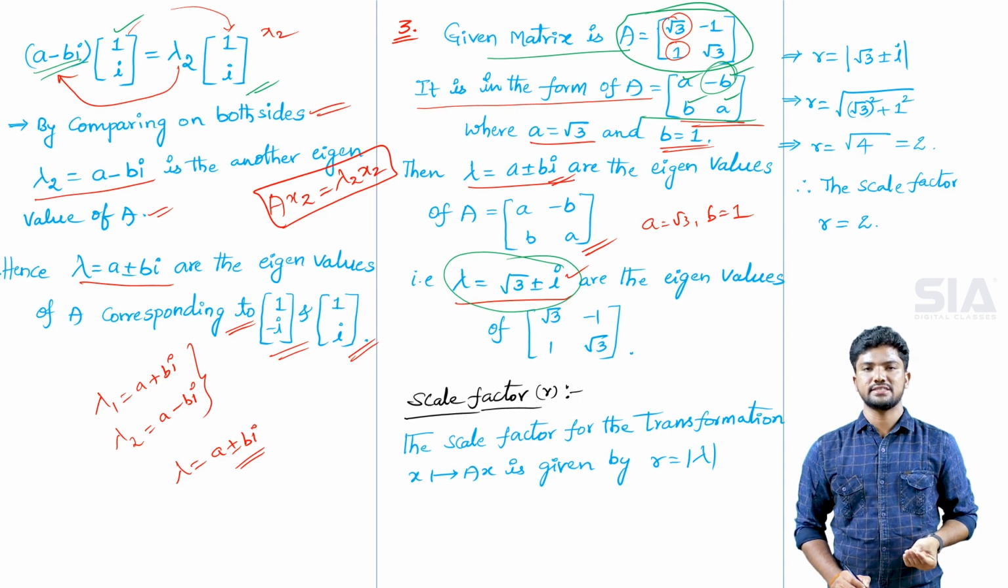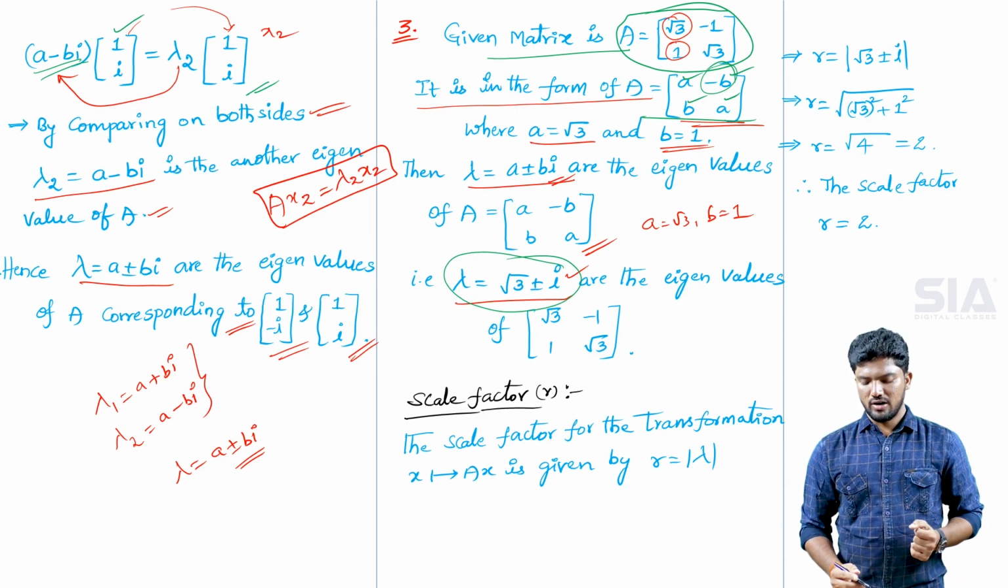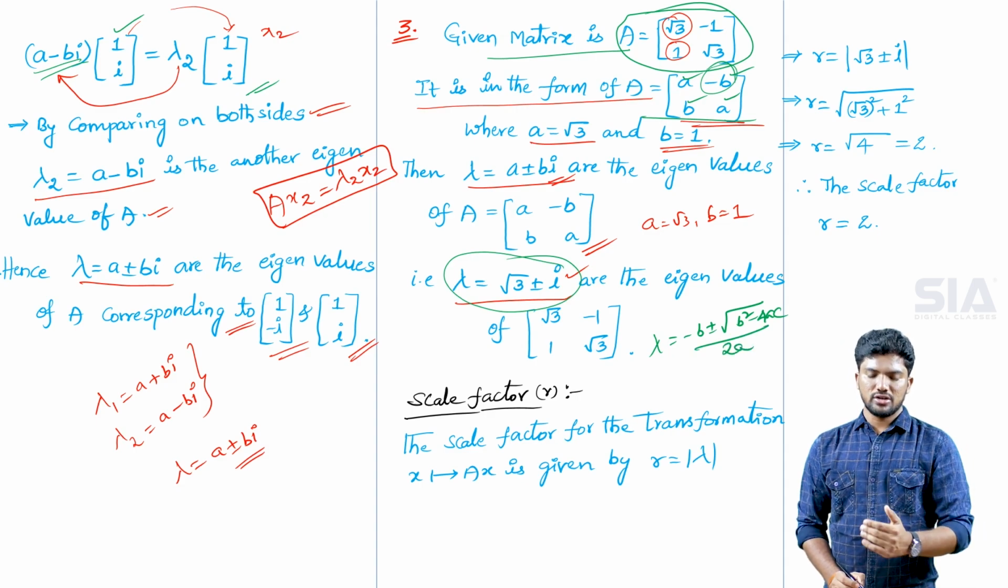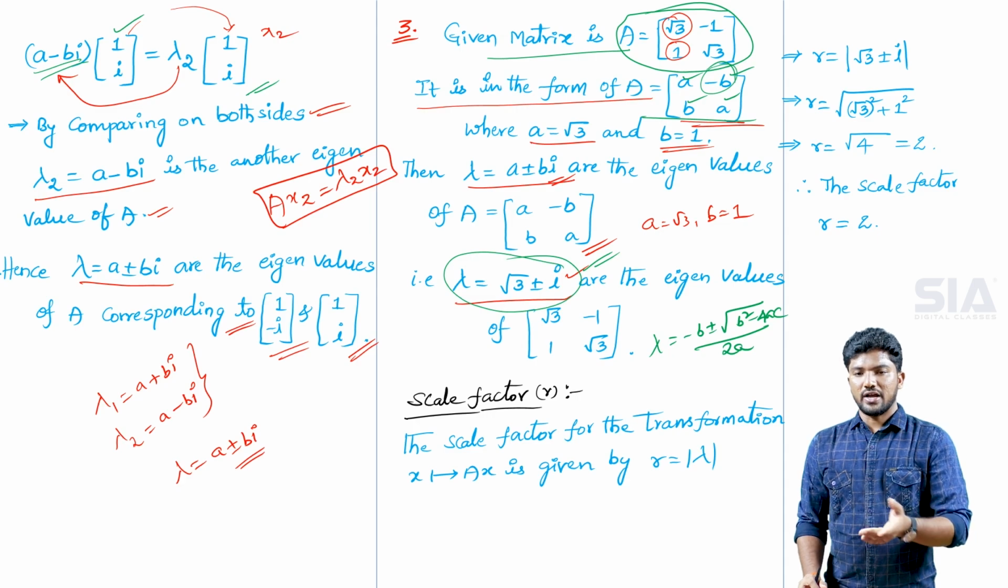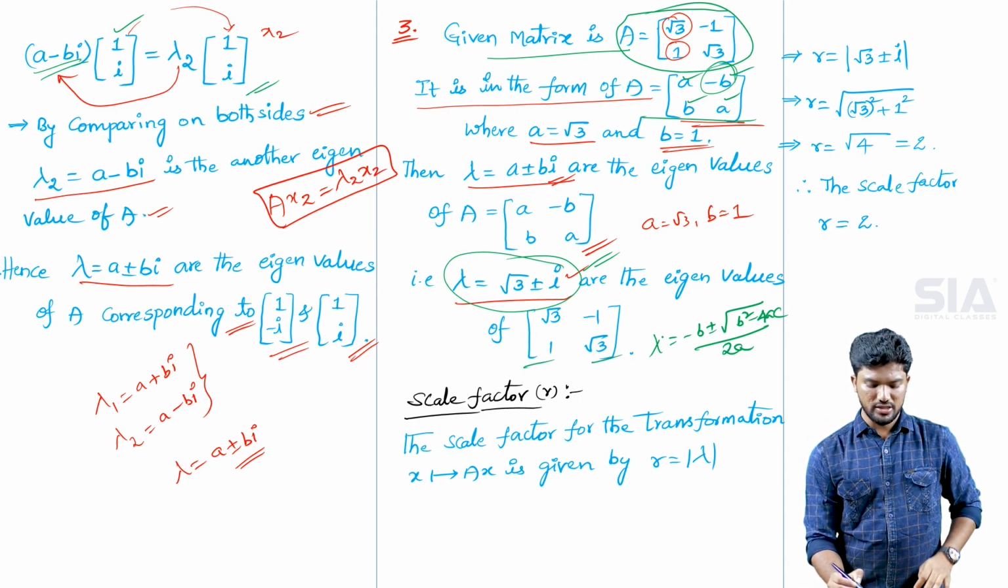Apply the characteristic equation and simplify, and you get a quadratic equation. For that you have the formula, lambda is equal to minus b plus or minus under root of b square minus 4ac by 2a. Even if you apply this formula and solve, you get lambda is equal to root 3 plus or minus i. These are the eigenvalues of the given matrix root 3, minus 1, root 3.